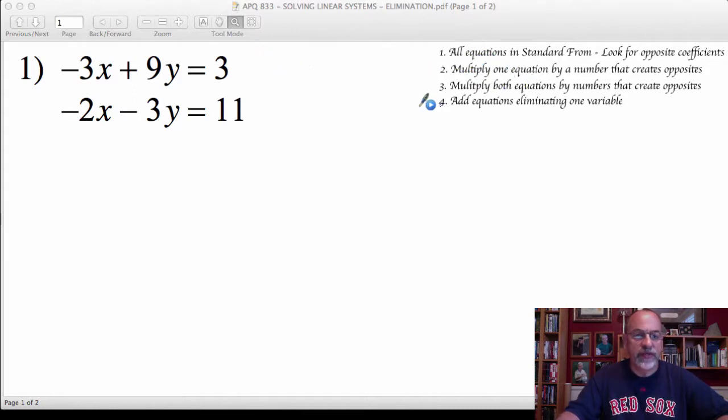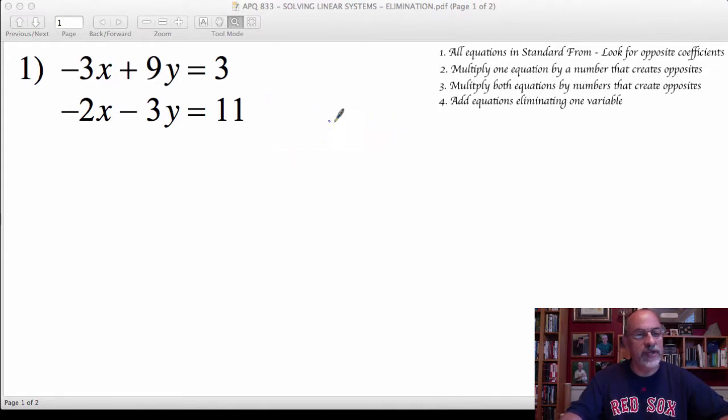In solving this system, all the equations need to be in standard form, which they are. We then look for opposite coefficients. So -3 and -2 of the x's are not opposites. 9 and -3 are not opposites. So we don't have opposite coefficients to begin with. We don't have the same number like we had in the last one, where we just needed to multiply by -1. So in these examples, we're going to need to multiply by a number that creates opposites.